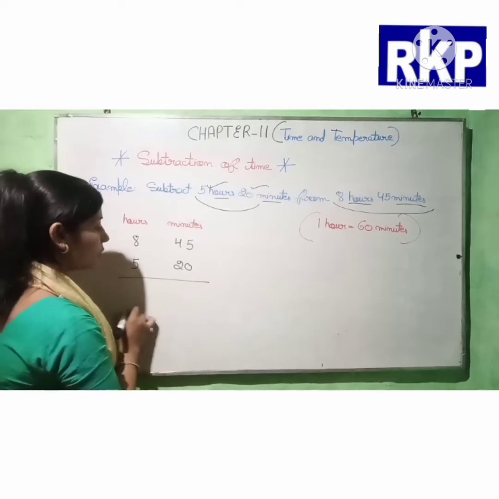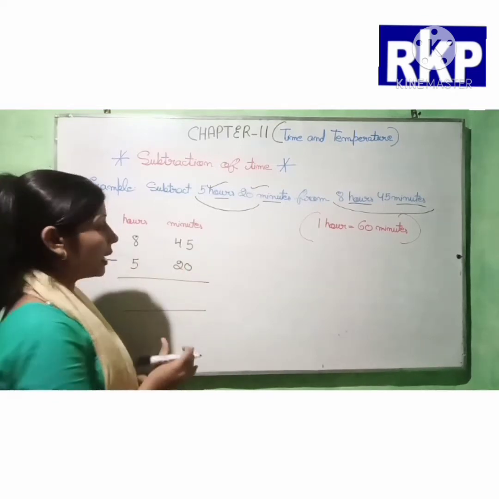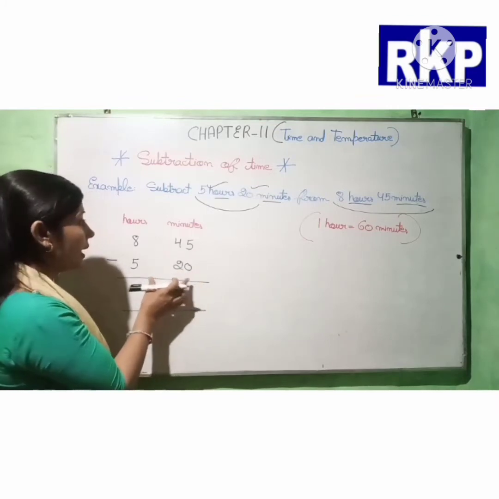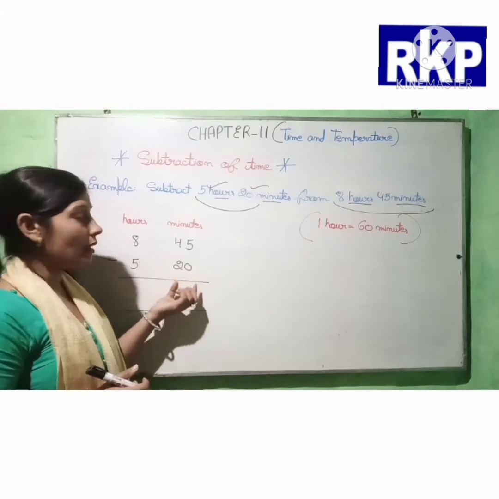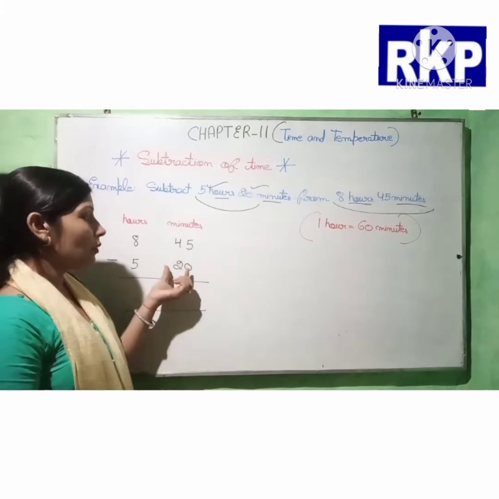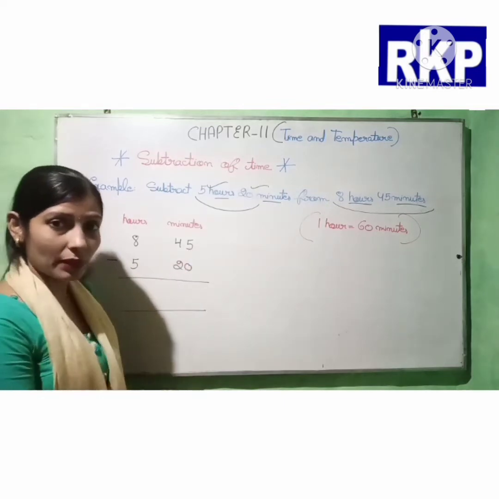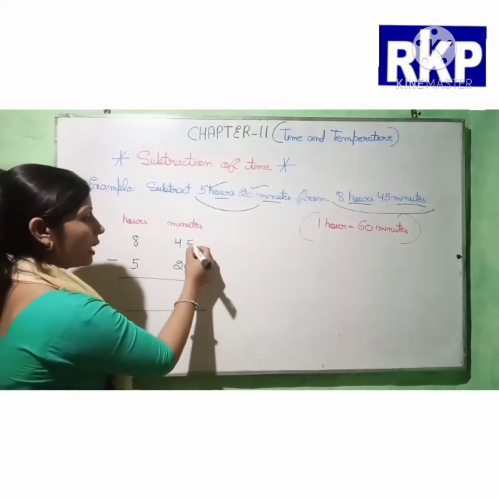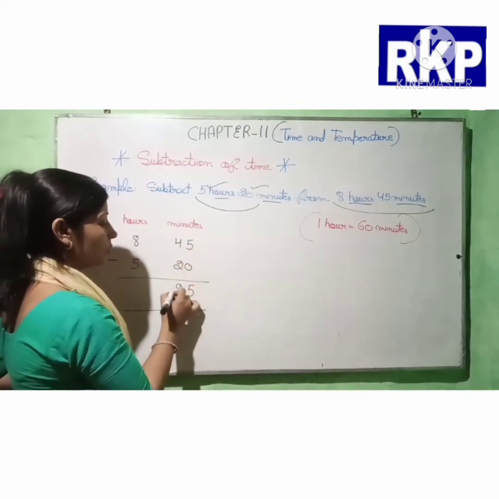And now we have to subtract. First of all, we have to subtract minutes and then hours. Now here you can see we have 20 and here we have 45. So we have to subtract 20 minutes from 45. So we can subtract very easily. 5 minus 0, 5. 4 minus 2, 2.